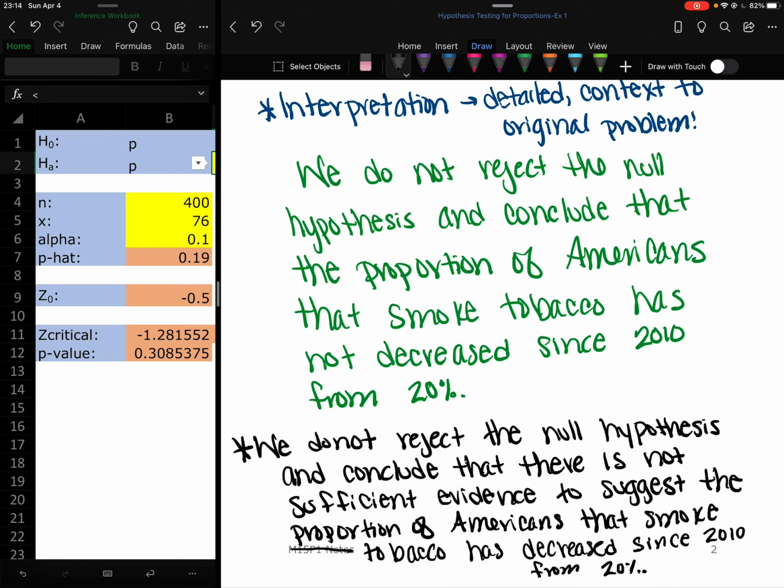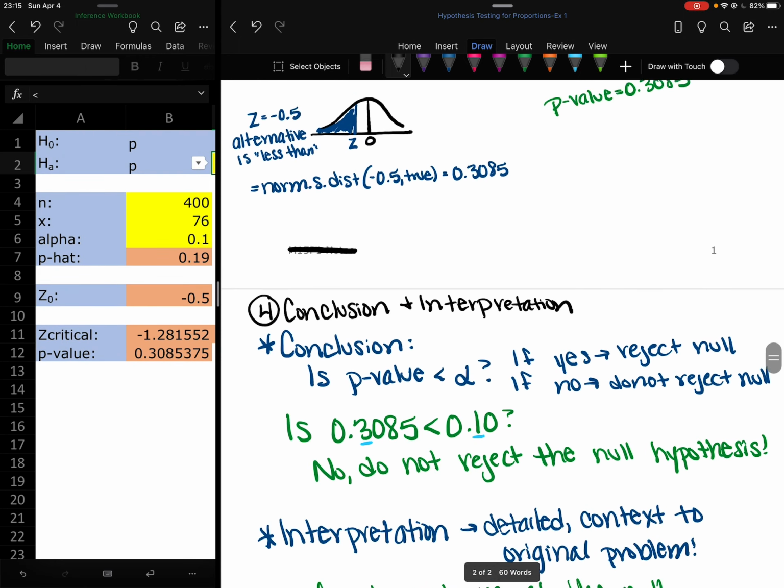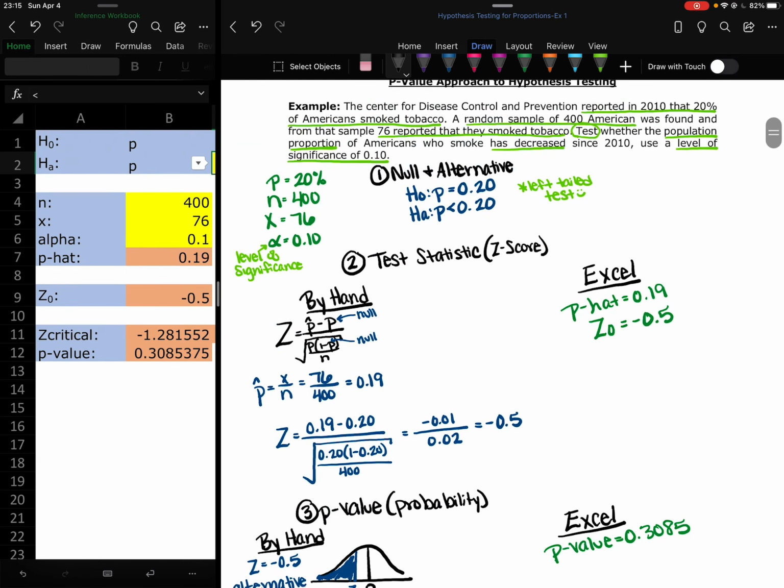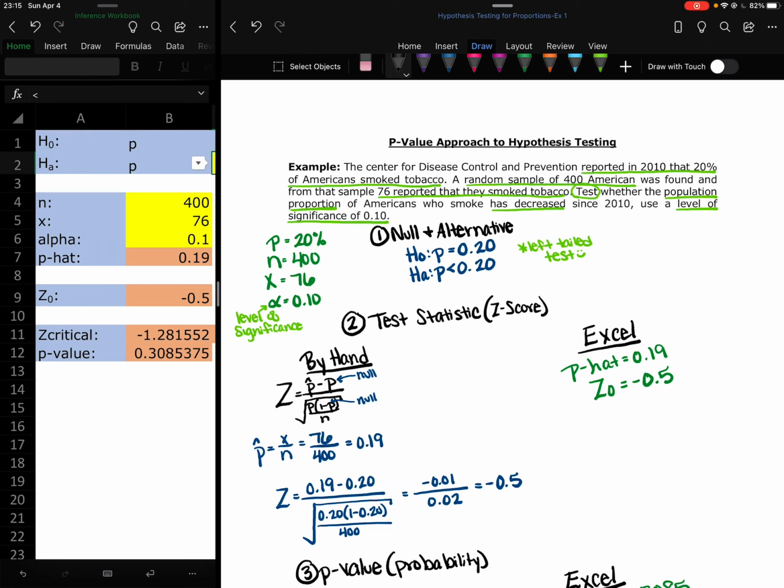But again, as I read this, I don't see the word it. The place that you could say it suggests that it has not decreased since 2010. What is it? There's a lot of information that you leave out if you say it. So that is the first example of how to do a hypothesis test. This was specifically an example of how to do a hypothesis test if the problem is left-tailed. That is specifically what we were looking at here.